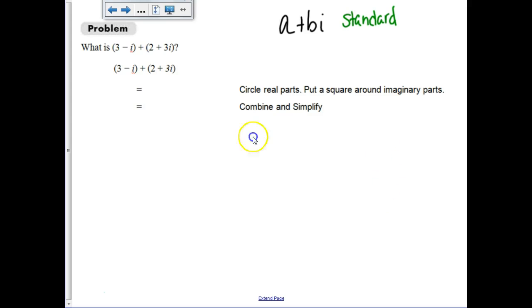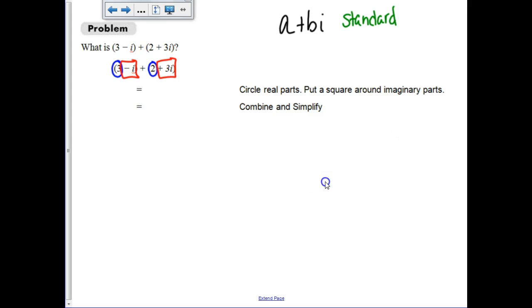So my first question is, I have the complex number 3 minus 1i, and I'm going to add it to the complex number 2 plus 3i. Every complex number has a real component and an imaginary component. So the problem says, go ahead and put circles around the real parts. Which numbers here do you think are the real components? The ones that are not imaginary. So the 3 is a real component, and the 2 is a real component. So what do you think is a complex or an imaginary part? The thing with the i. So I have a -1i, I have a plus 3i.